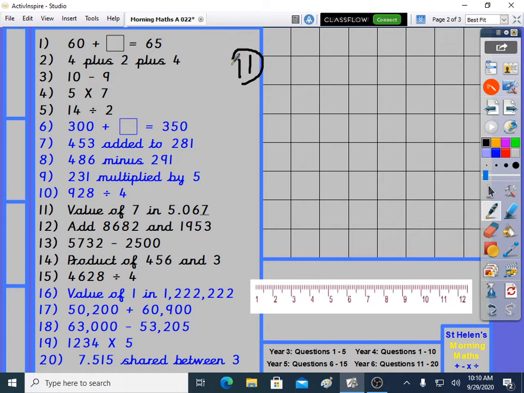Question 11. Value of the 7 in 5.067. Just a 7. It's not in the units column, in case you were thinking that, because units comes before the decimal point. It's in the tenths, no. Hundredths, no. It's in the thousandths column. So the answer is 7 thousandths.